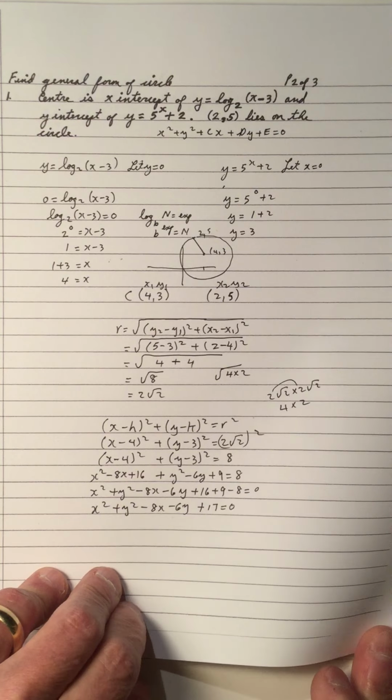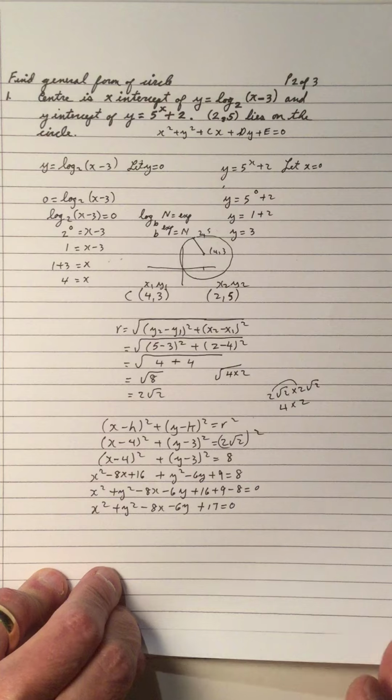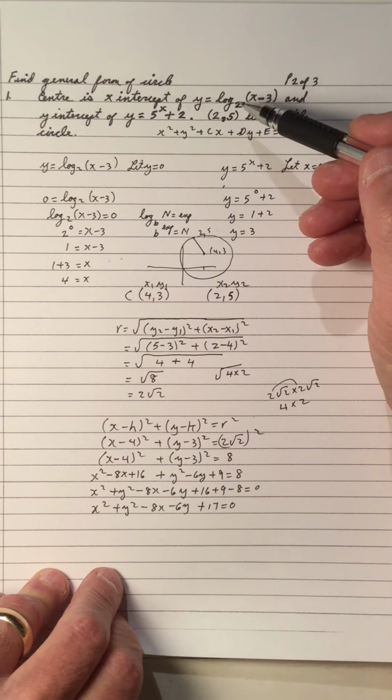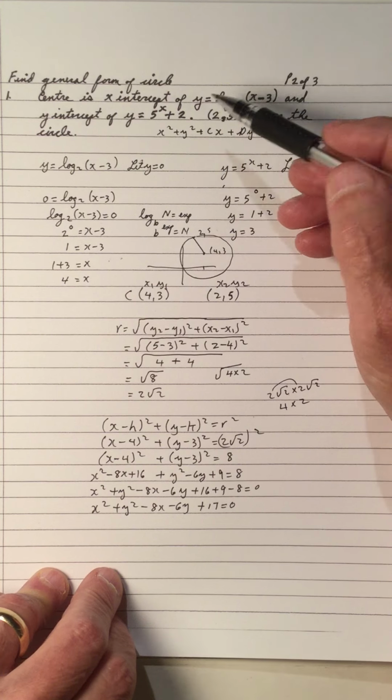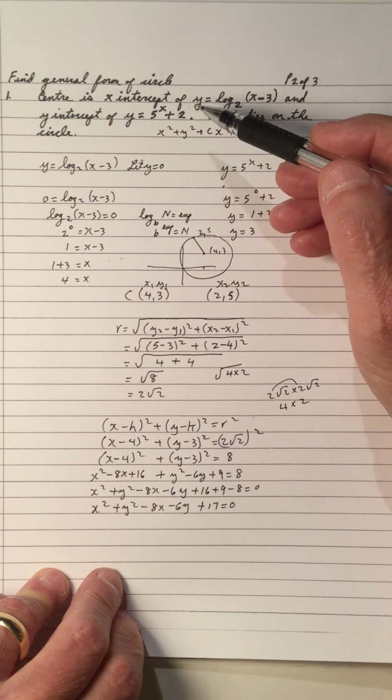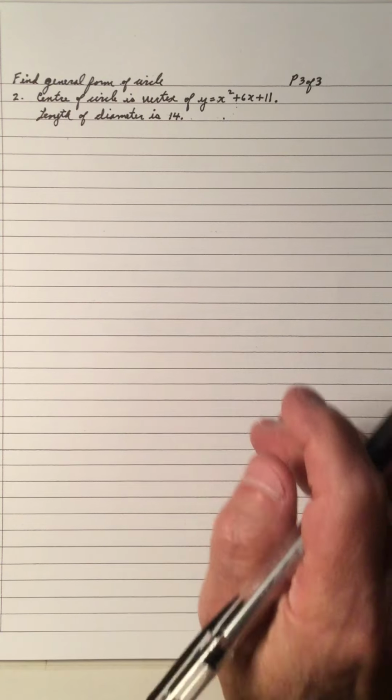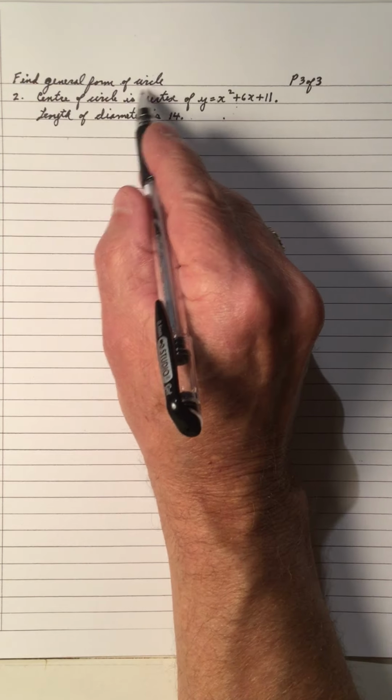And hopefully, remember, if you have reviewed the unit on logs, great. This is exponential. This is another unit that will be done on my YouTube channel. And we have another one to do. Again, you can pause the video and work this one out. Find the general equation of this circle.